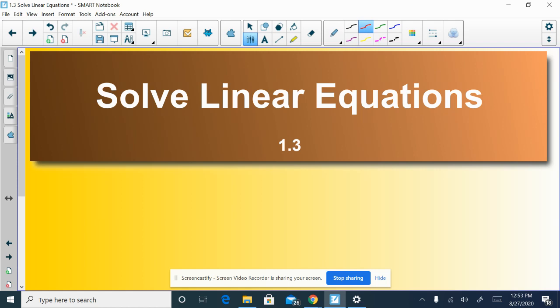Anytime we are trying to solve an equation, we are trying to get a variable by itself. That variable is generally going to be x, and we are trying to figure out what x is equal to that would make the equation a true statement.